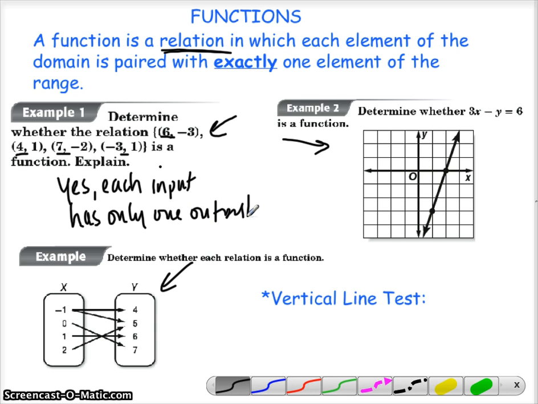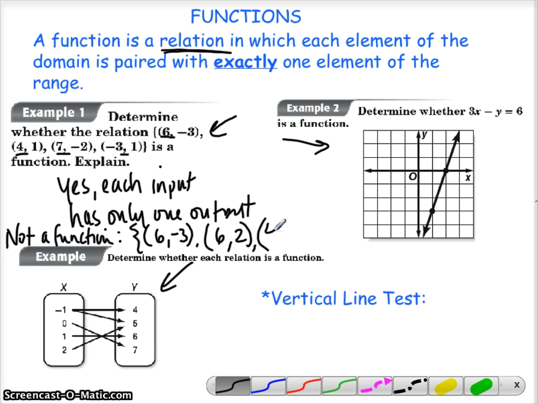Now, what would make it not a function? Okay, let me give you an example of that. We could start out the same, (6, -3), but then if you had something like (6, 2), and then (4, 1), and (7, -2), okay? Because if you hit 6 and -3 comes out, if you hit 6 again, a 2 comes out, that means that's not a function, okay? So that's an example of something that's not a function.